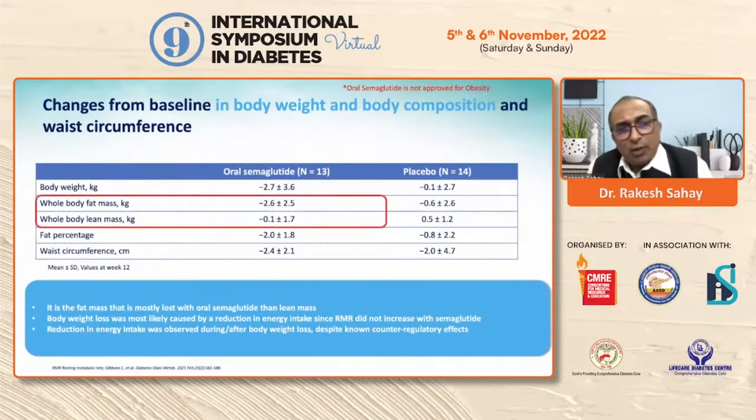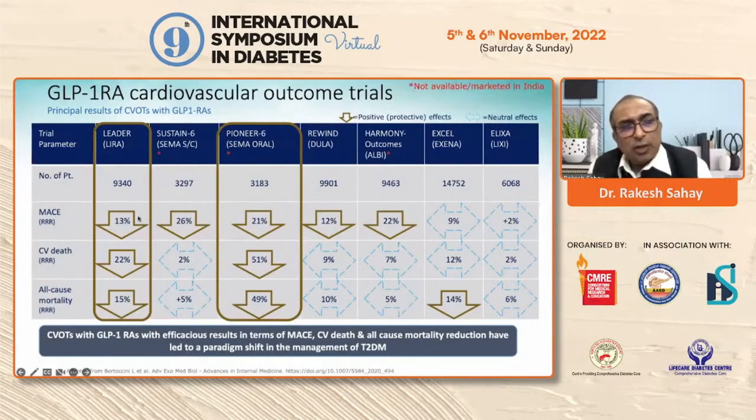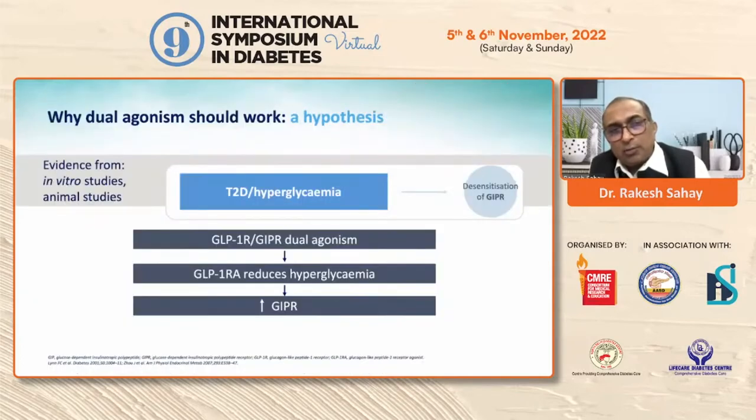And we have clear data from the cardiovascular outcome trials, with the LEADER trial showing a clear reduction in cardiovascular deaths by 22%. Even the SUSTAIN 6 trial showed an improvement in the 3-point MACE, although cardiovascular deaths and all cause mortality did not change much, but the 3-point MACE did come down with the use of injectable semaglutide. And we are awaiting the long term outcome trial with the oral semaglutide, the SOUL trial.